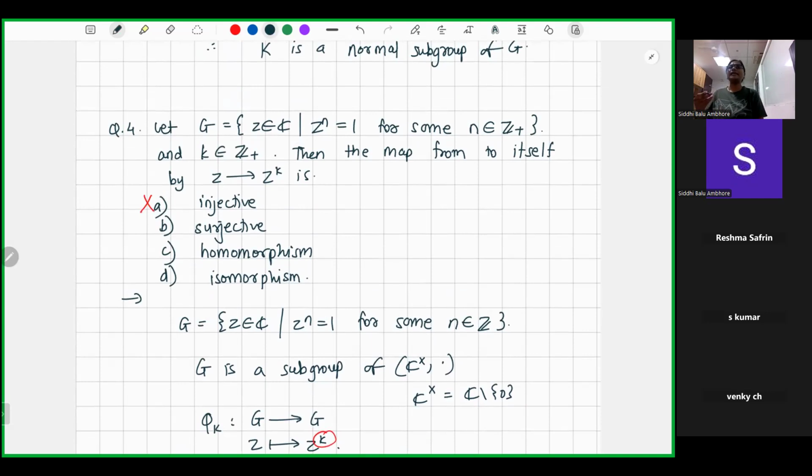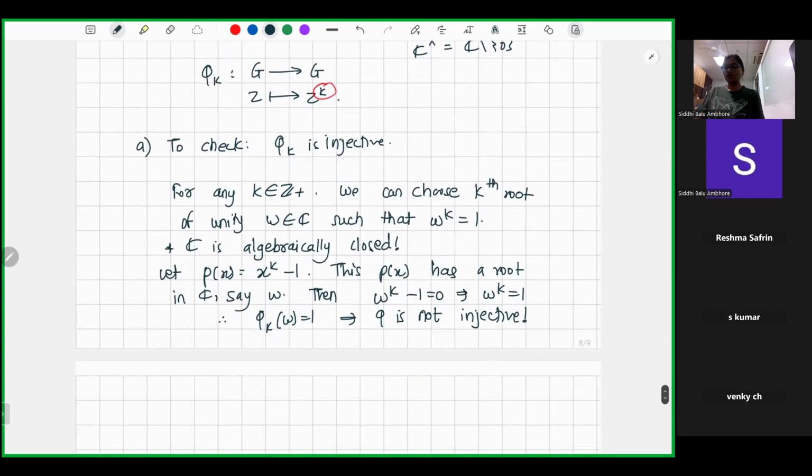K is any element in Z plus, and we have to check this for any given map phi k. So this is very generic. If you don't know kth root of unity, just ignore it, just keep this in mind. Since the set of complex numbers is algebraically closed, we have this information with us. Is this okay?